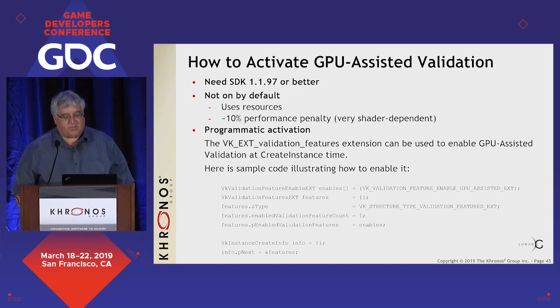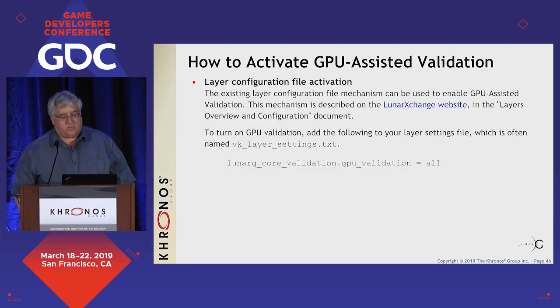So how do you turn on GPU-assisted validation? It's off by default. It does use resources, and it does slow down your shaders. And you'd expect that because it's adding extra instrumented code. The amount of slowdown depends a lot on what your shader's doing. It's kind of the ratio between all the computations going on versus the array indexing. And I noted too that you need SDK 97 or better, and that came out about a month ago. So it's pretty new, but it's been out a little while.